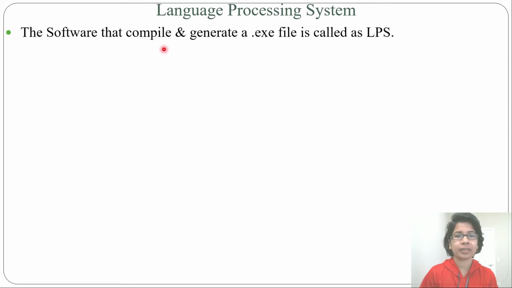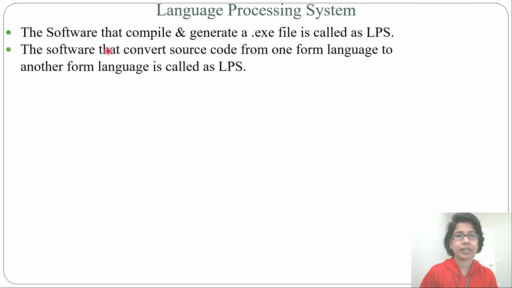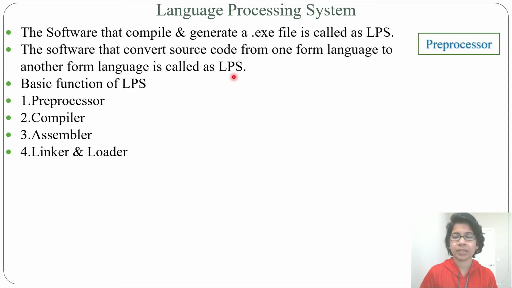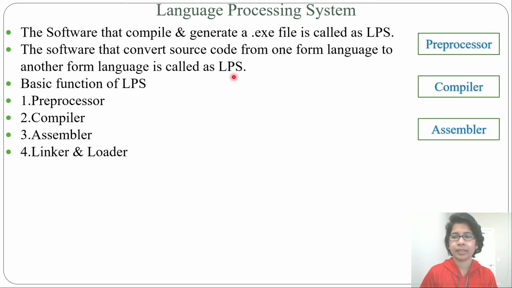The software that compiles and generates a .exe file is called language processing system, or you can say the software that converts source code from one form of language to another form of language is called language processing system. The basic functions of LPS are preprocessor, compiler, assembler, linker and loader. First will be preprocessor, then compiler, then assembler, then linker and loader.